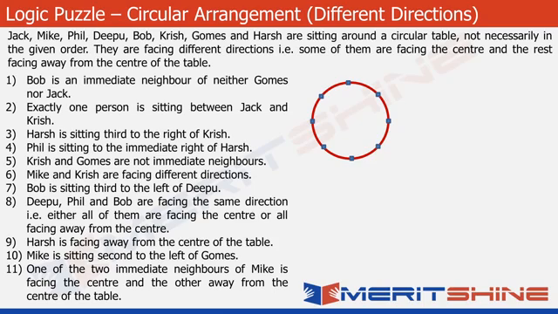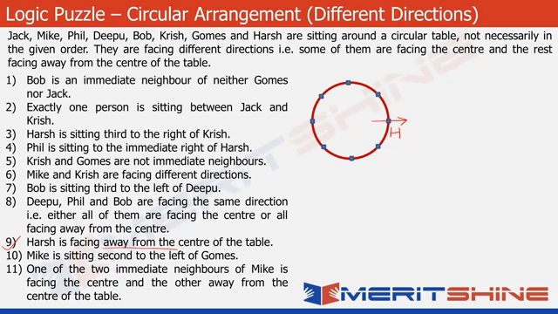Now in a question like this, you would want to proceed with some concrete statements. Since people here are facing different directions, the first person that you would want to place in this structure should have a definite direction. Look at statement 9. It tells us that Harsh is facing away from the center of the table. So if we have to proceed, a statement like this is generally considered good. We can put Harsh anywhere in the structure. So let's put Harsh here.